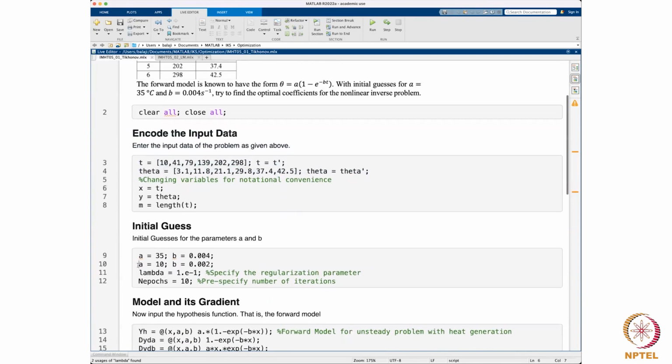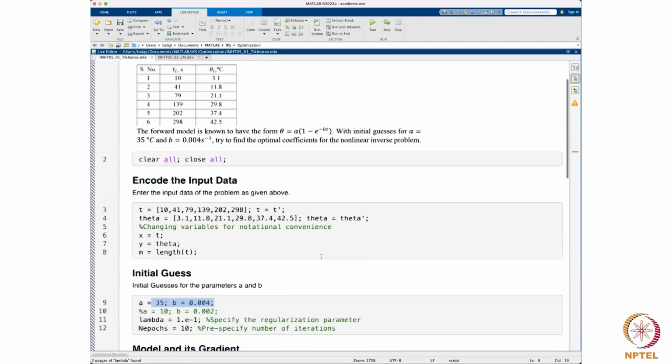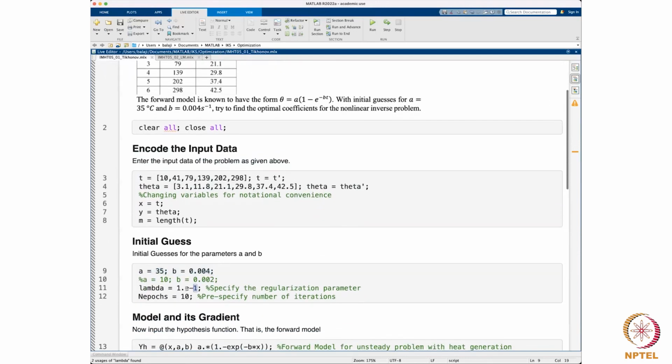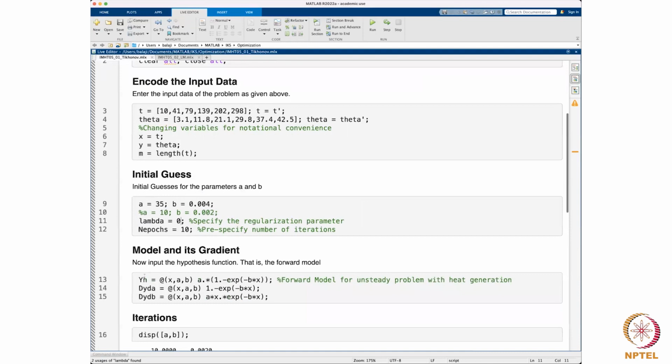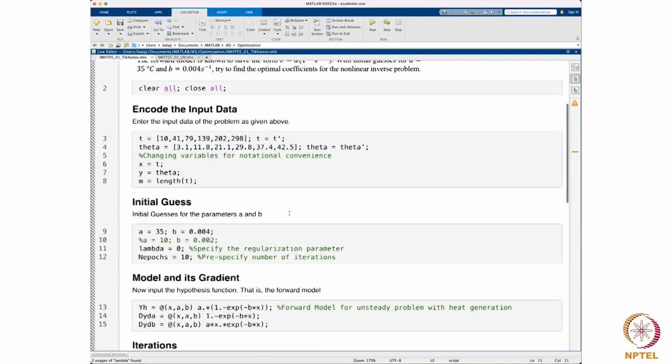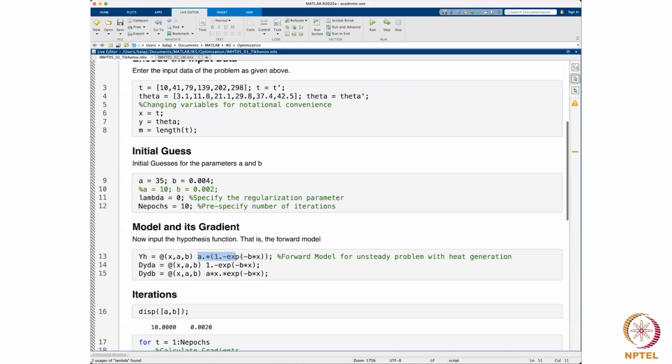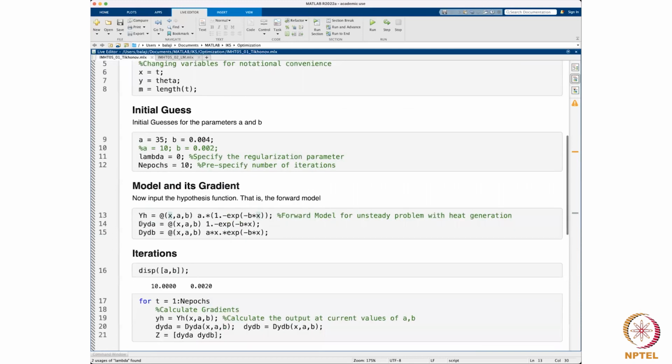Okay. So last time, we had started with an initial guess of 35 and 0.004. I just want to show the same initial guess. I'll change the code. We will ensure that we are getting the same results for lambda equal to 0, and then we will start changing lambda. The model remains the same because the forward model has not changed. So y hat still remains A times 1 minus e to the power minus bx in this case. X is basically just time. Then dy dA is the same as last time, 1 minus e to the power minus bx, and dy dB is also the same as last time.